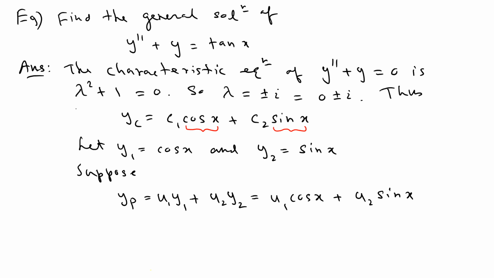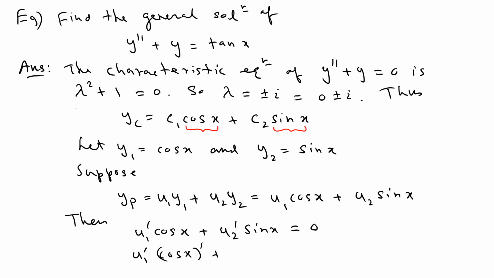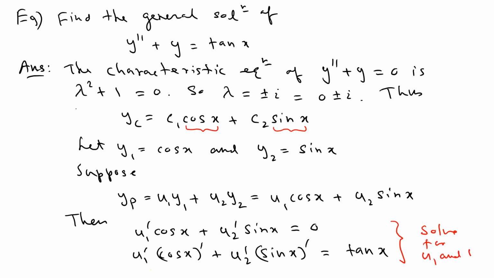Now we're going to take the derivatives and substitute into the two equations. So what are the two equations? The two equations are u1 prime cosine x plus u2 prime sine x equals 0, that's equation one. The other equation is u1 prime times the derivative of the first function, plus u2 prime times the derivative of the second, equals f(x). f(x) in this case is simply tan x. Those are the two equations that we need to solve for u1 and u2.